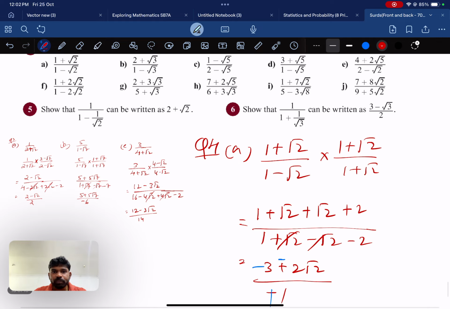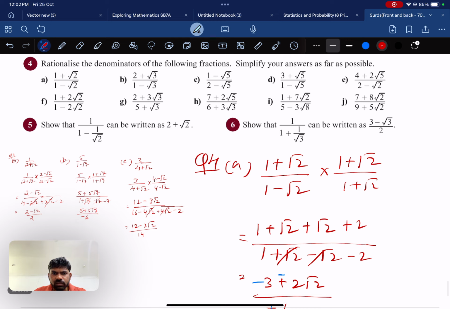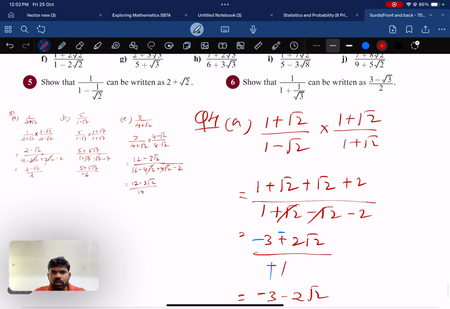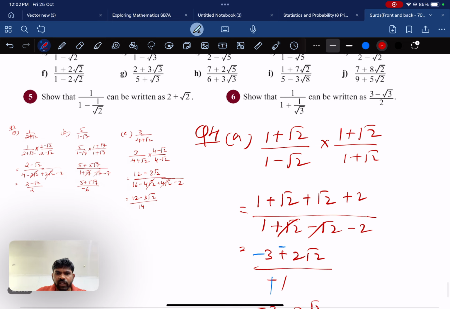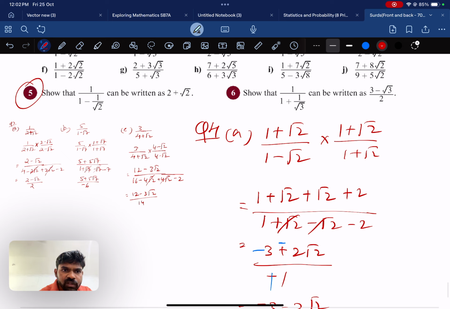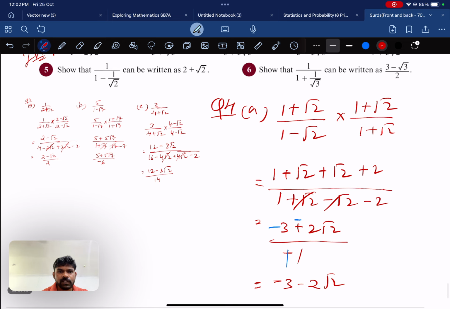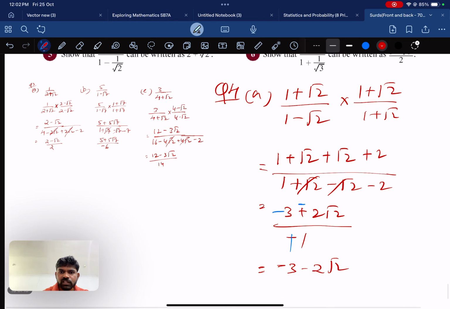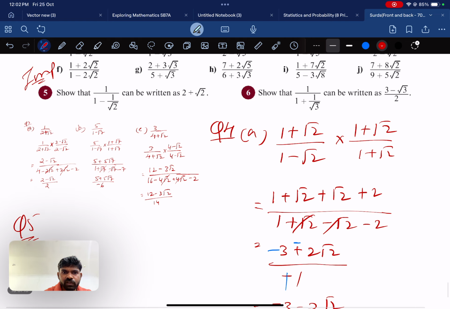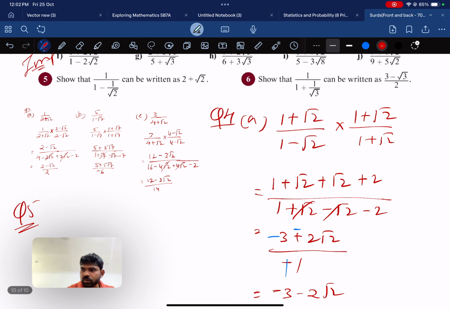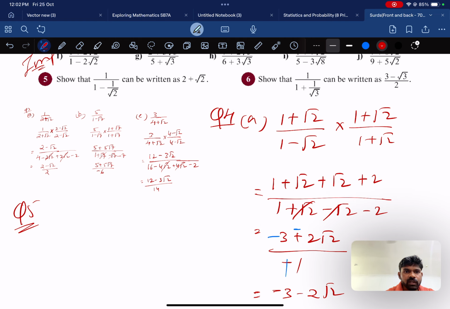Okay, that is what I can make you do for question number 4. You can do the rest of the questions by yourself. Fine, we'll do one question, that is question number 5, the most important question of this exercise, and I think there will be some questions like this in your final exam also. Let's discuss this question number 5. I'm going to put it back here on this side. Okay, let's discuss this one.